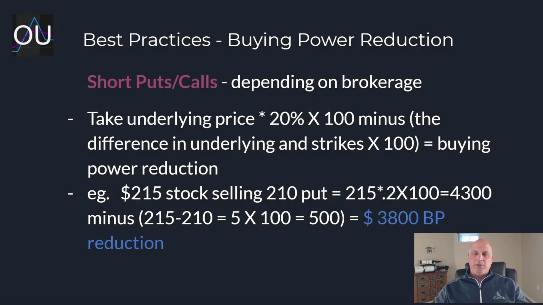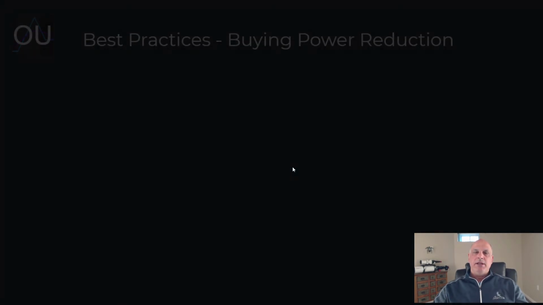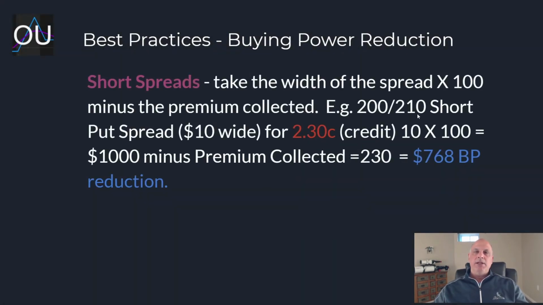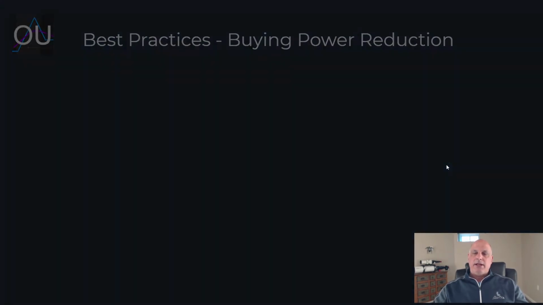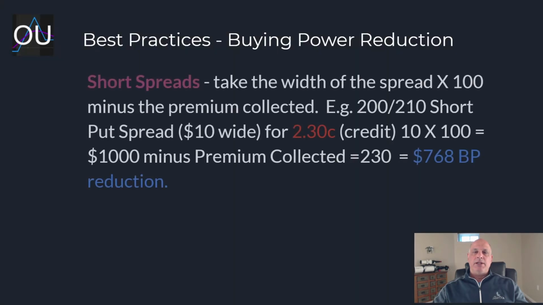And from the previous example, we had a $3,800 buying power reduction for selling that 210 put. In this case, it's the same 210 put, but we're buying the 200 put for protection. The brokerage house is going to give you credit for that protection that you have on. And this calculation, simply the width of the strikes minus the credit received for the trade, would give you that much reduced buying power reduction, which would be only $768 for this trade versus the $3,800 in the other trade.